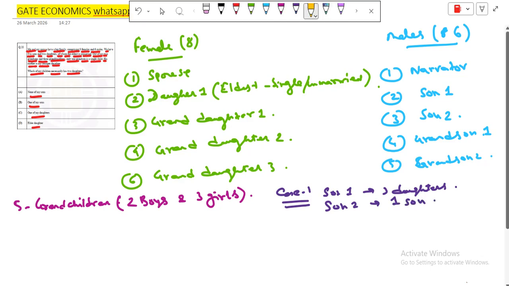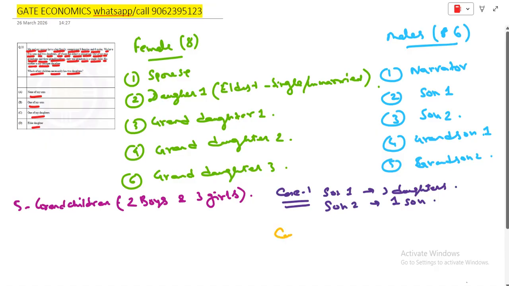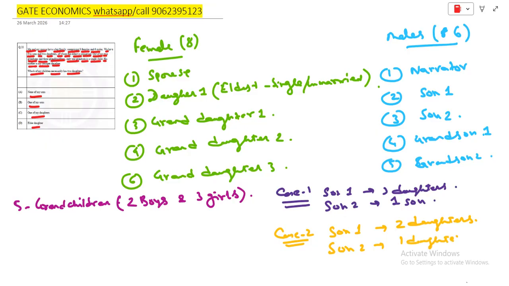Now take case number 2, that is scenario number 2. Son 1 has 2 daughters and son 2 has 1 daughter plus 1 son. Okay. Now in scenario B, one son has two daughters, and in scenario A, one son has three daughters, which technically means he has two daughters plus a bonus one, right?